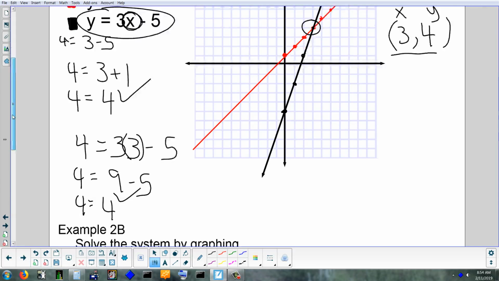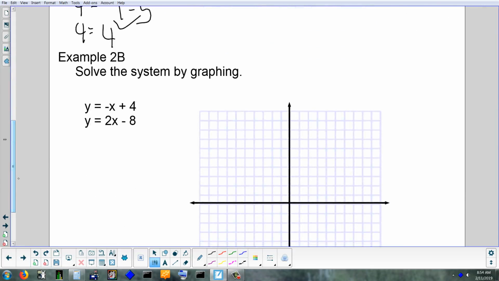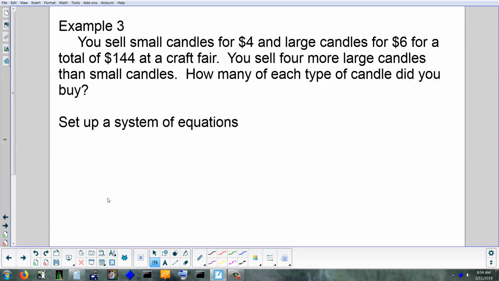All right? Let's take a look at the next one. Want to do the word problem and come back to that one? Up to you. Okay, that's fine.